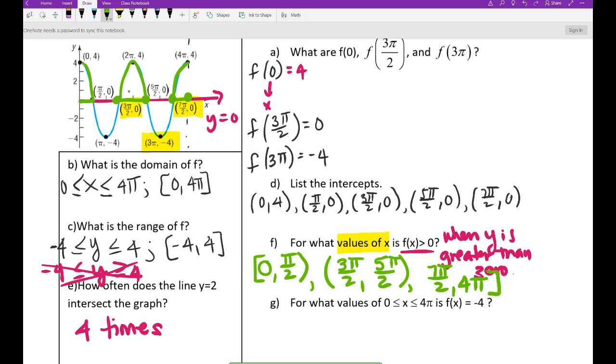Okay. At 7 pi over 2, is the y value greater than 0? No, so I cannot include that. So this is all notation. It's really understanding the graph. We don't have to compute anything.